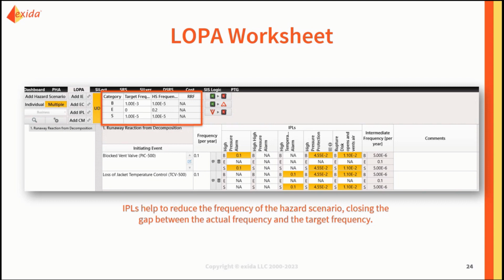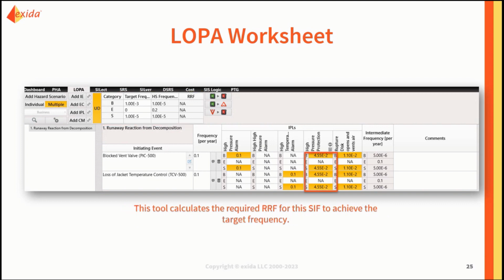So within LOPA, you would be able to leave that in the hazard scenario before you move on to SIL selection as a remaining RRF for the hazard scenario. Or in the LOPA, you could already attribute that to the SIF to help determine your target risk reduction factor for that SIF. So that's something you can do with a calculator button that's basically going to force the hazard scenario frequency to meet the target frequency.